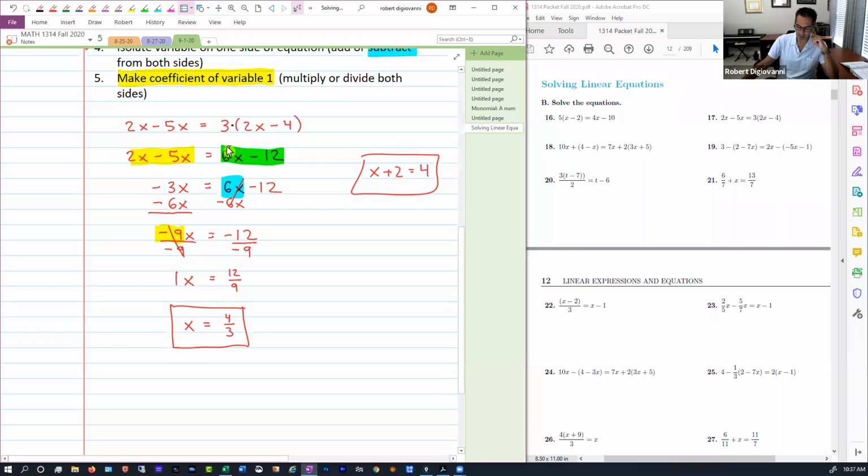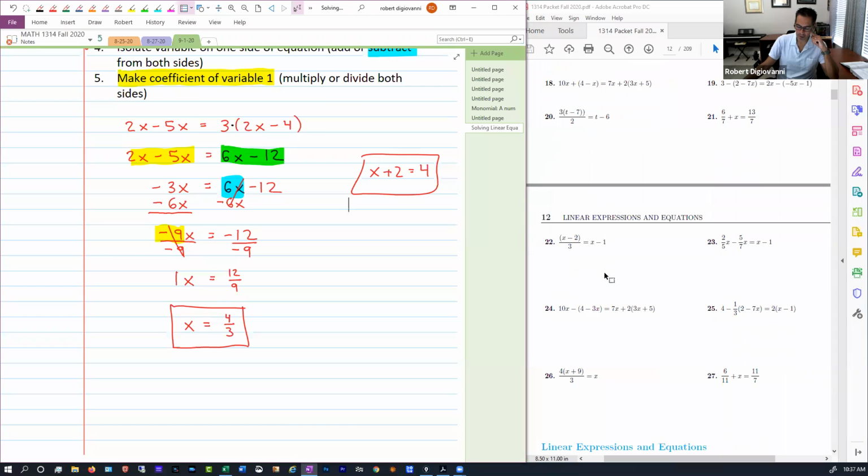Let's move on. I'm gonna pick a problem here that has fractions in it. I'm gonna do number 23.